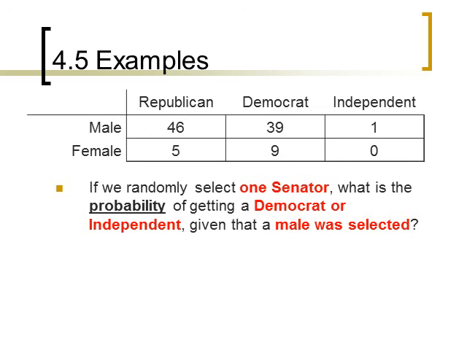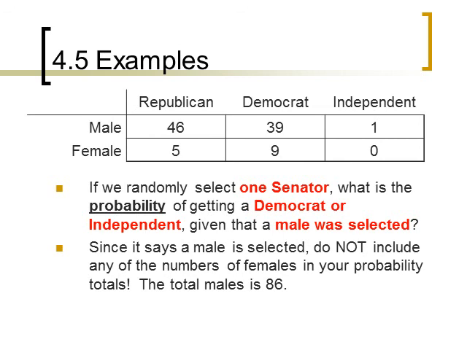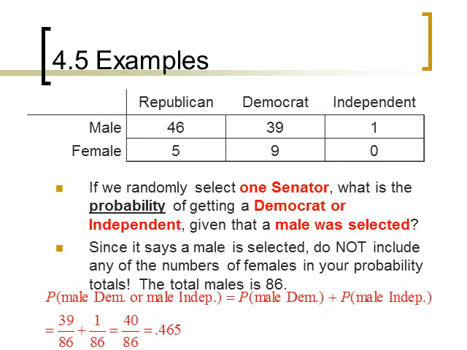So that's what a conditional probability is. They give you the totals of everybody, but you have to closely read the phrase given that, and after that follows what you're selecting, and you have to ignore the other values. So since it says a male is selected, do not include any numbers of females in your probability totals. So what's the total males? Well, if we add the 46, 39, and 1, we get 86 total males.